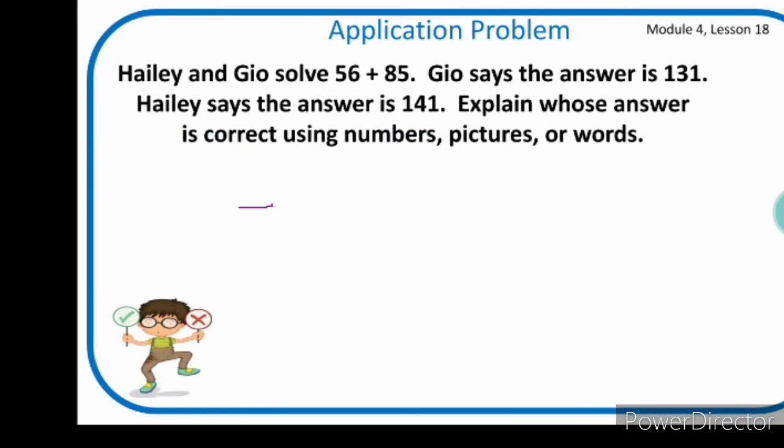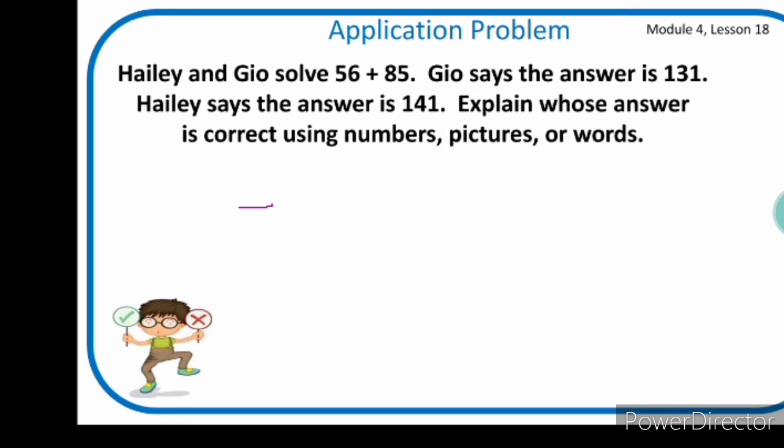Now let's do an application problem. Haley and Gaio solve 56 plus 85. Gaio says the answer is 131. Haley says the answer is 141. Explain whose answer is correct using numbers, pictures, or words. Now we're going to use our place value chart to solve so that we know if Haley is correct or Gaio is correct. Now we don't know the person that is correct till we solve.